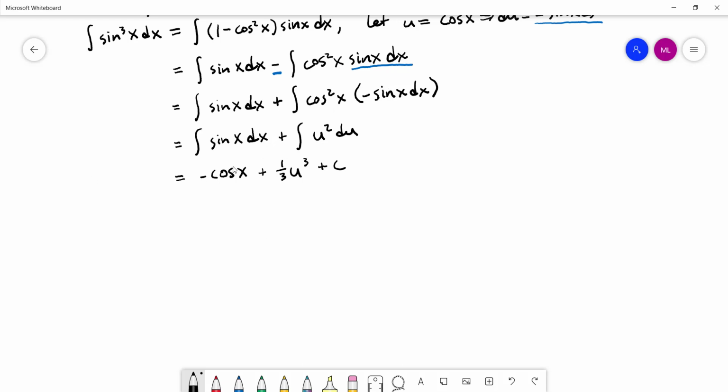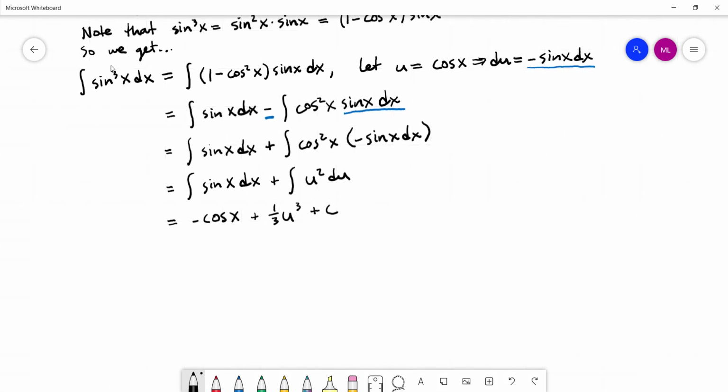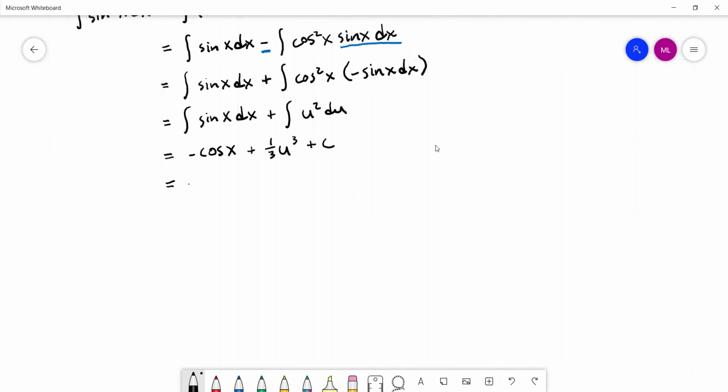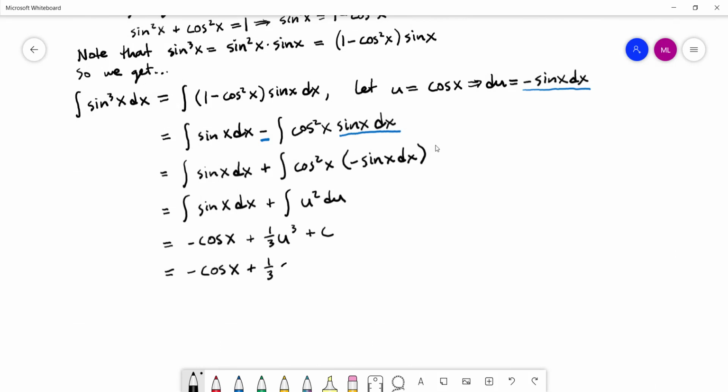And again, right now, I have the whole thing written partially in terms of x, partially in terms of u, but the original function that we're trying to integrate is written entirely in terms of x, so I need to convert this u to be back in terms of x. And so we'll do that as our final step and write that this 1/3 of u, recall that u was just cosine of x, is cosine cubed of x plus c. There's our final answer for that problem.